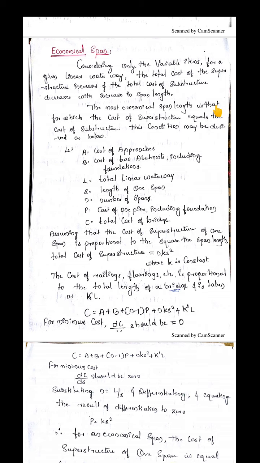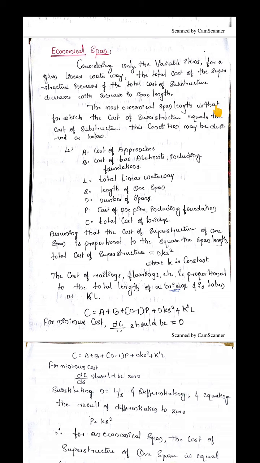The most economical span length is that for which the cost of superstructure equals the cost of substructure. This condition may be derived as follows. So we will derive the condition: the cost of superstructure is equal to the cost of substructure, which gives the economical span.